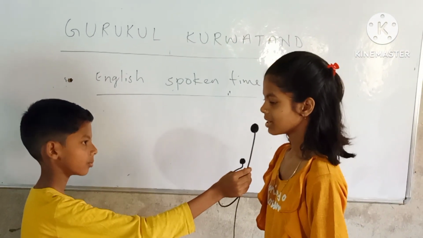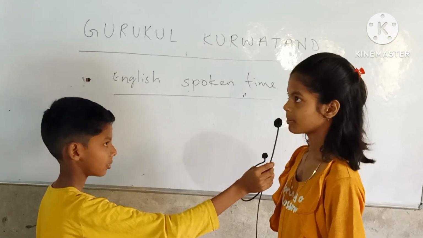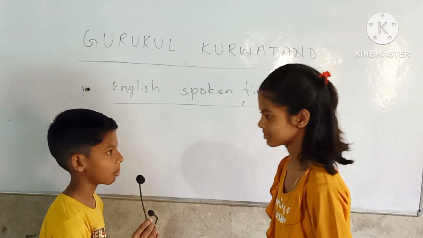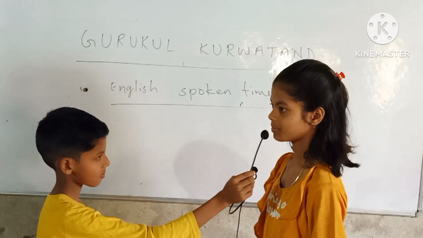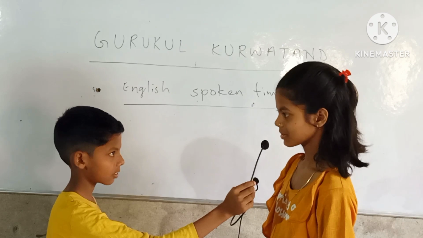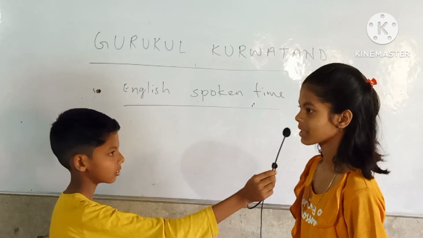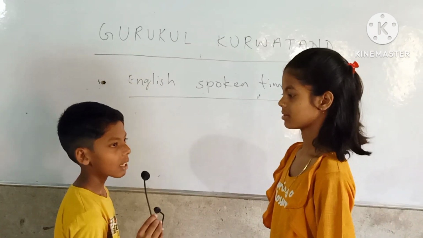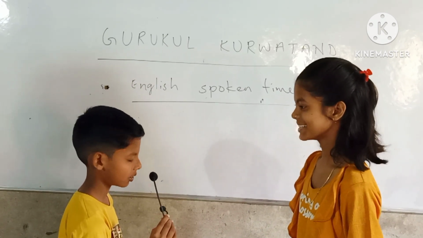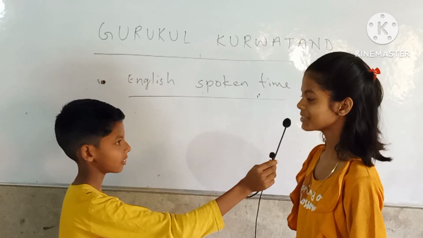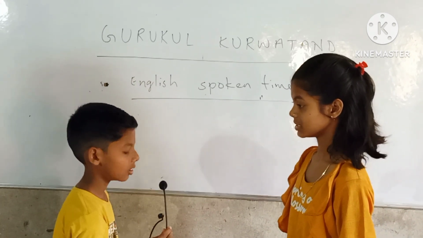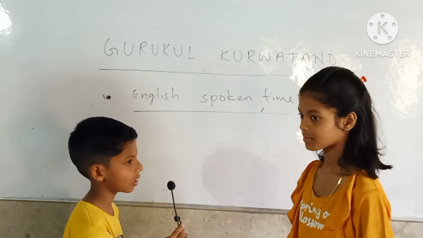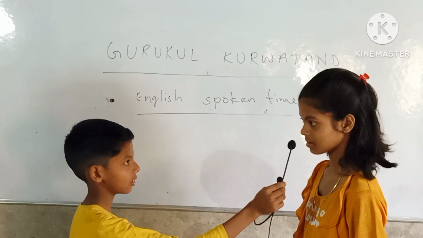I will ask. Name the Prime Minister of India. Sri Narendra Modi. And who is the President of India now? Draupadi Murmu. Who is the first Prime Minister of India? Jawaharlal Nehru. And who is the first President of India? Dr. Rajendra Prasad. From where was Dr. Rajendra Prasad? From Bihar.